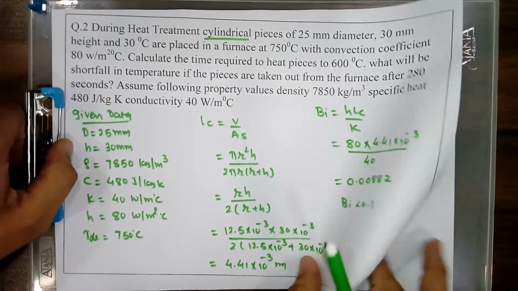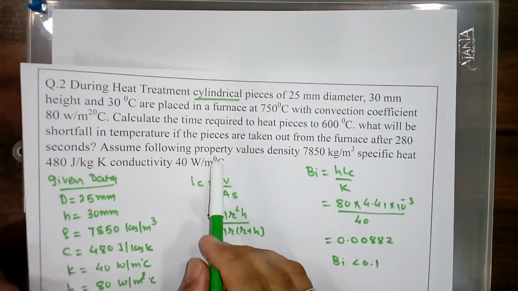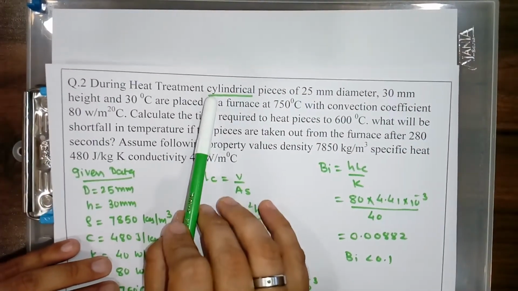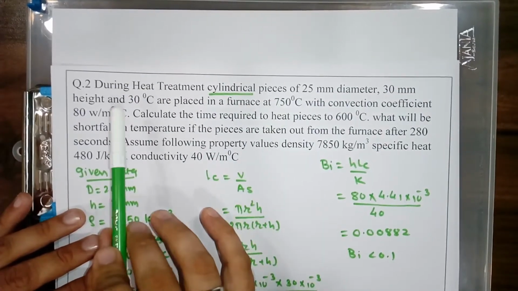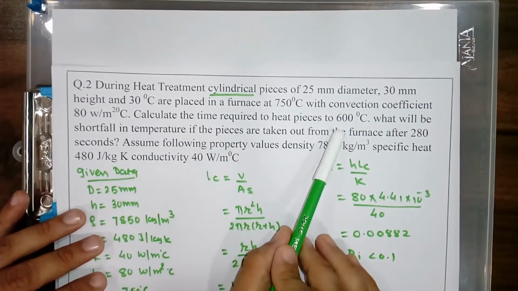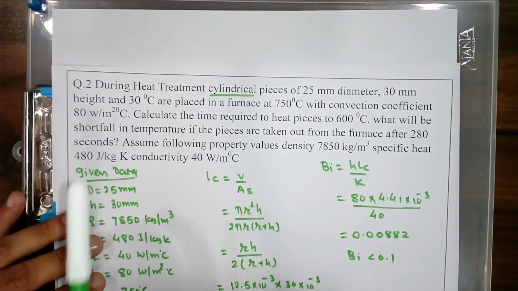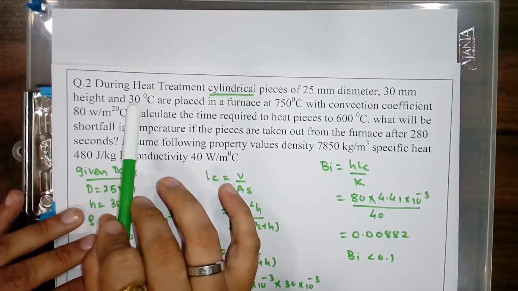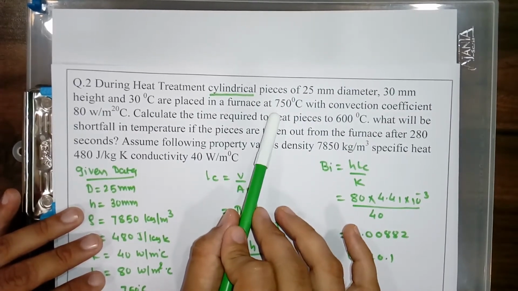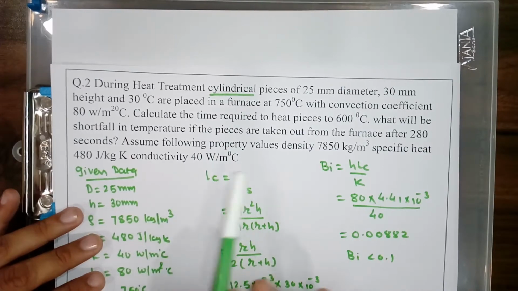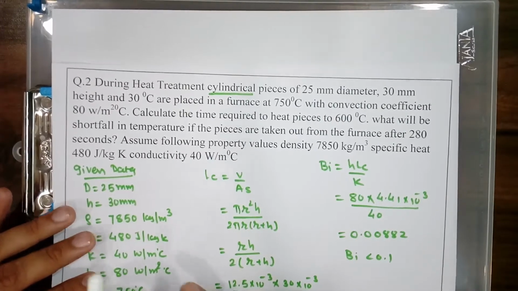Now we go for solving the numerical, case 1 and case 2. In this numerical, first it is given that we put the cylindrical piece in a furnace at T infinite, that is 750, from 30 degrees centigrade, and it reaches 600 degrees centigrade. So we need to calculate the time. It is very simple. Initial temperature is 30, final temperature is 600, and bulk fluid temperature is 750. Using the various properties of the material, we need to calculate the time required for this process.